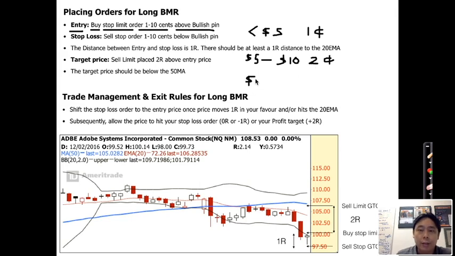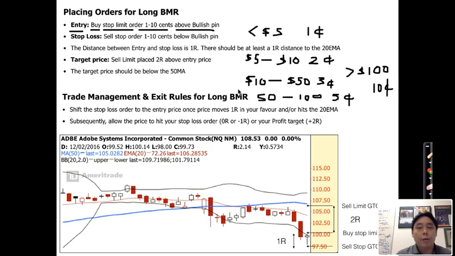If it's $10 to about $50, you can use a 3 cent entry, where the buy order is 3 cents above the high of the bullish pin bar. And if it's $50 to $100, you can use 5 cents. For anything above a $100 stock, I would use 10 cents. So this is the rule of thumb for where we place our entry order.